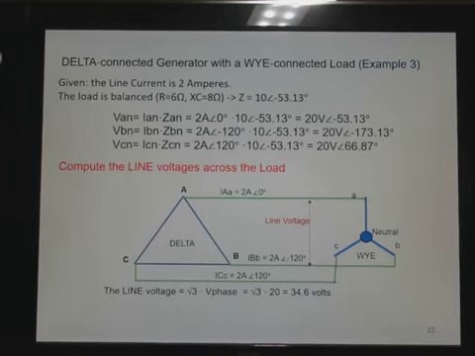Next, we find the line voltage supplied to the Y load, the line voltage shown in red. We know that in a Y system, the line voltage VL equals square root of 3 times the phase voltage. We know the phase voltage, so now we'll just compute the line voltage. Square root of 3 times 20 volts gives us 34.6 volts supplied to the load.